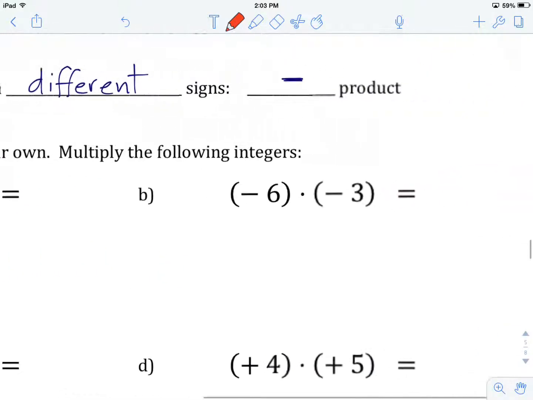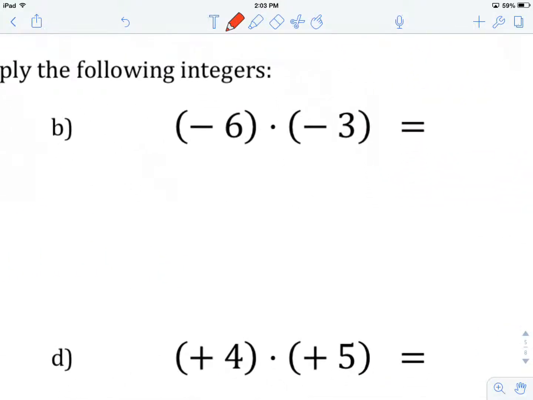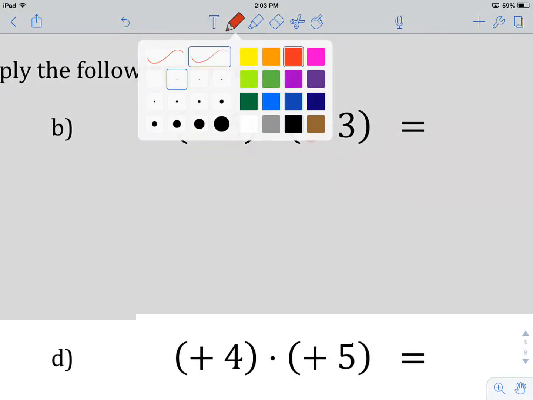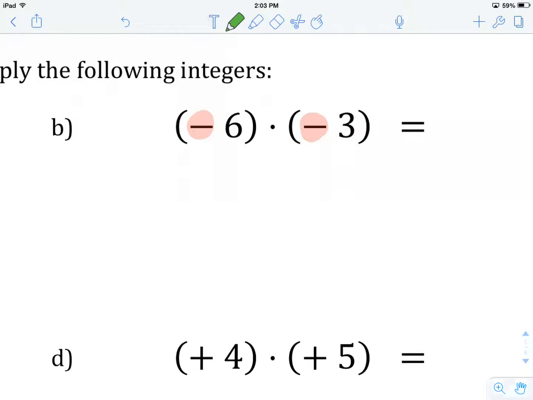Let's have a look at example B. Again, I'd like you to hit pause here. Try this one on your own. When you've got an answer, come on back and we'll see how you did. Okay, and looking at these two integers, we have a negative 6 multiplied by a negative 3. When we are multiplying integers with the same signs, the result, the product, is positive. And 6 times 3 is 18. So our answer is positive 18.